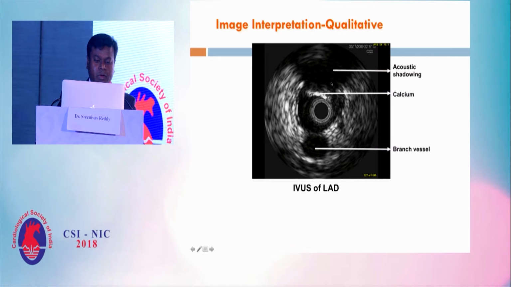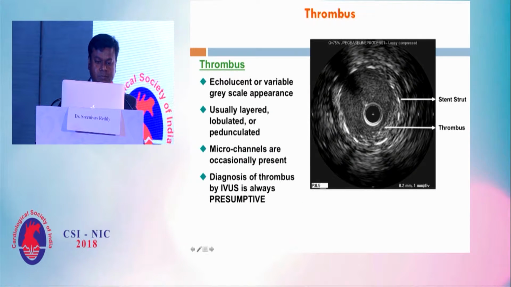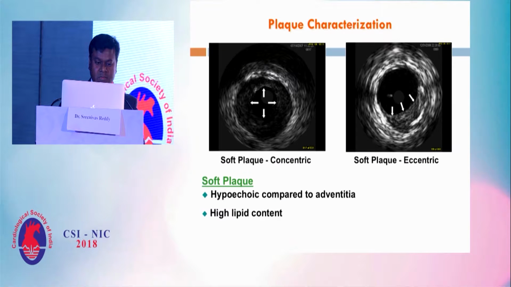And calcium, you have acoustic shading due to the calcium. After that, look at plaque characterization, what type of plaque it is. Whether it's a soft plaque, which is hypoechoic compared to the adventitia, so it has a high lipid content, and it can be a concentric plaque or an eccentric plaque.